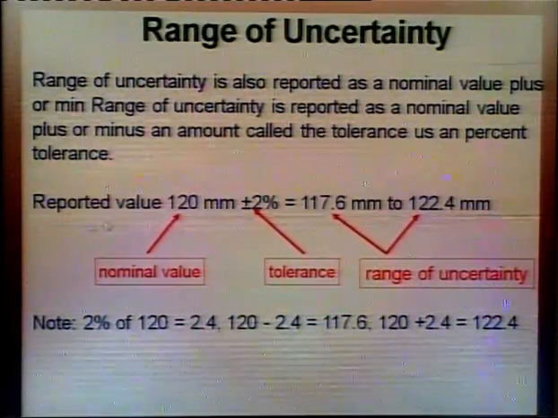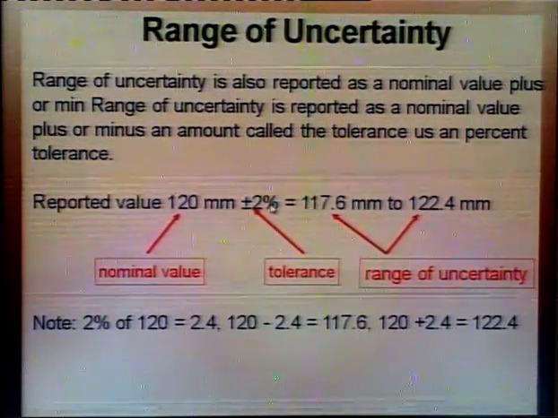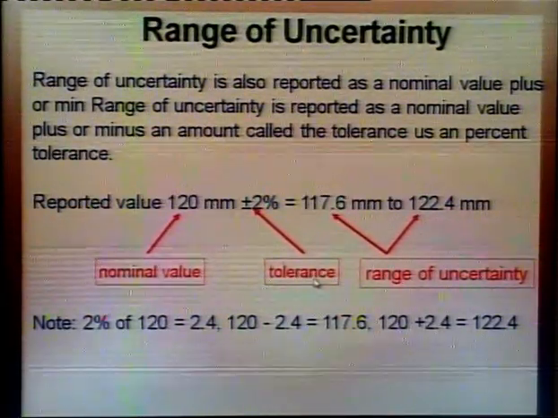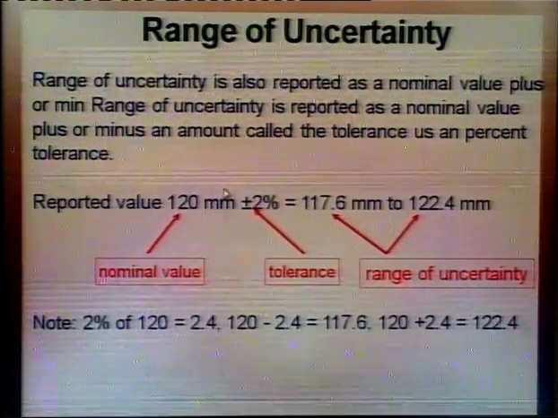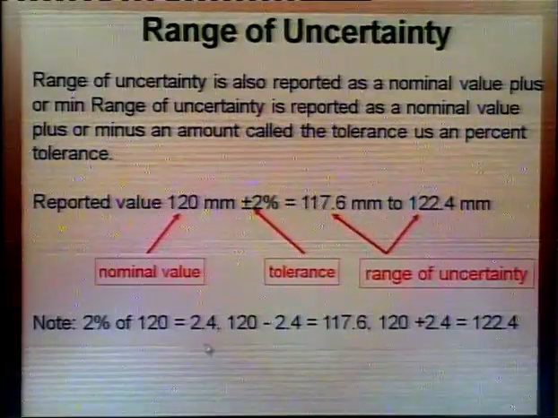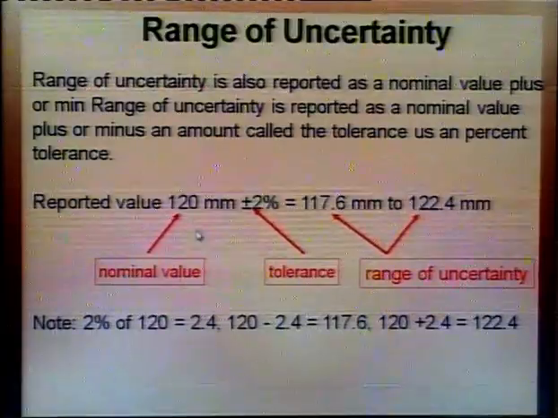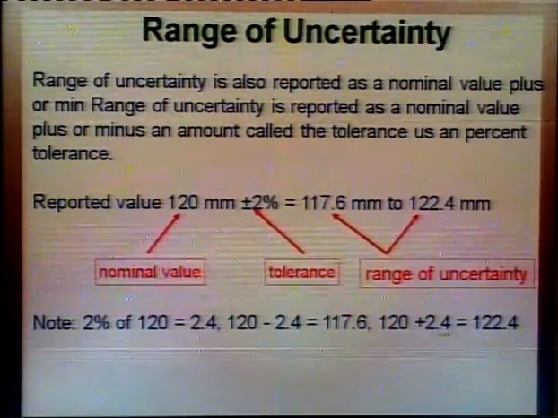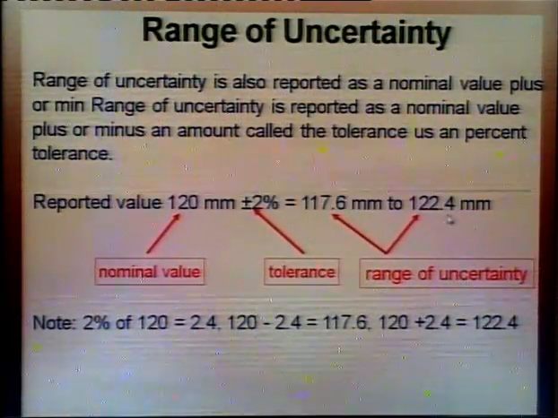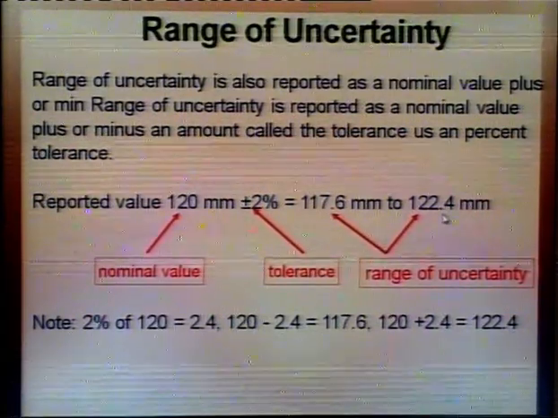Next, if the reported value is 120 mm plus minus 2%, this is the nominal value, this is the tolerance, 2%. So 2% of 120 is 2.4, 120 plus minus 2.4. 120 minus 2.4 is 117.6, 120 plus 2.4 is 122.4. So this is a range of uncertainty. We can vary from 117.6 to 122.4.